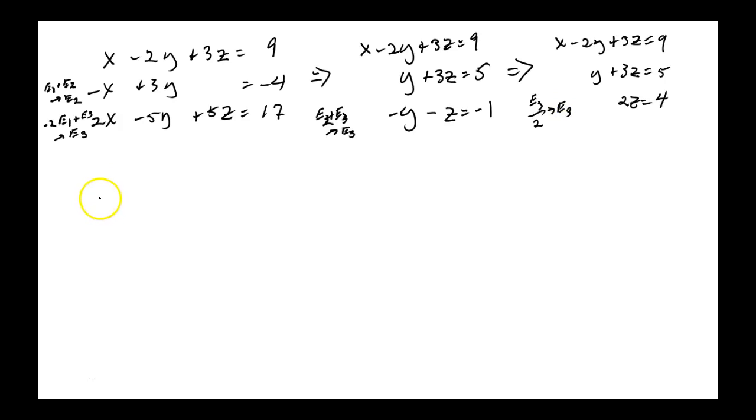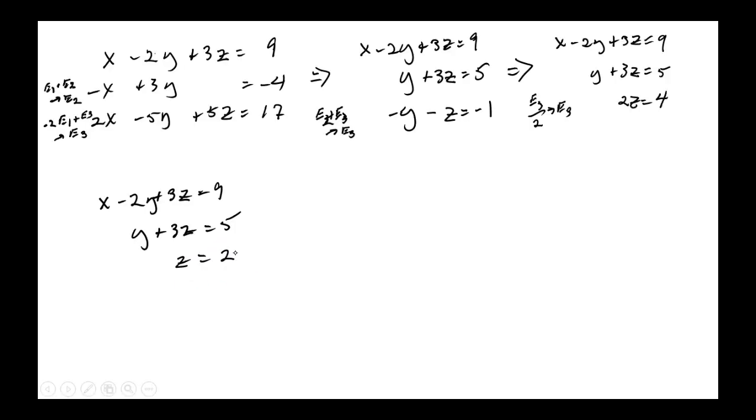Okay, so you have x minus 2y plus 3z is equal to 9. y plus 3z is equal to 5. And now what happens when you do this one? z is equal to 2. Now that is the one that I like the best, because it gives you part of your answer right there. z's got to equal 2.